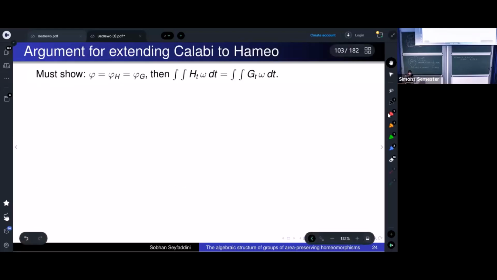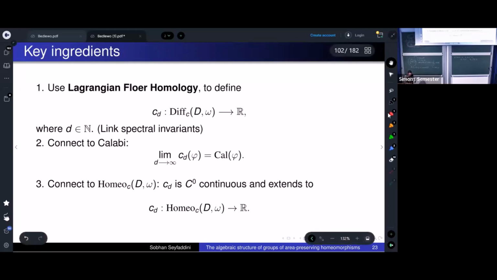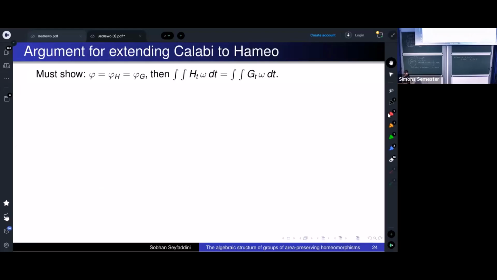Okay, so now let's suppose we have these invariants c_d with these three properties, and using these three properties, I'll try to convince you that the Calabi invariant extends to this group of homeomorphisms. So remember what we have to show. We have a homeomorphism phi with two different Hamiltonians. So let me just spell this out. I have this sequence H_i that converges, but I also have a second sequence G_i such that this happens, and the G_i converge in sup norm to G. And what we want is that the average of H is equal to the average of G.